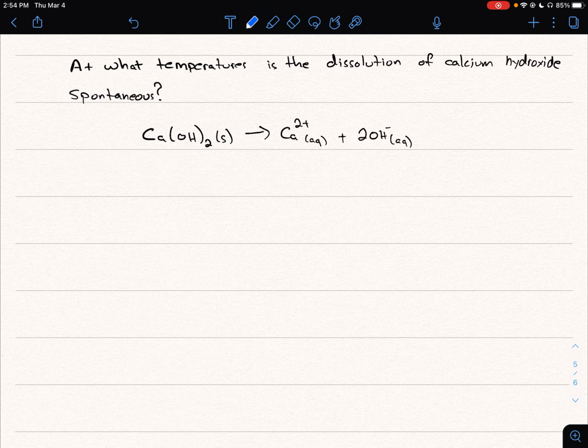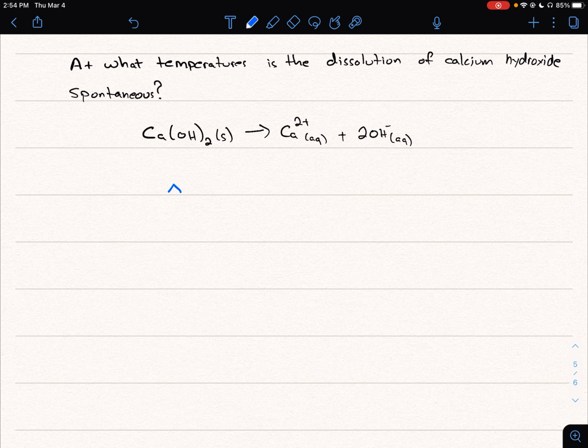So in this problem, we're asked to determine at what temperature the dissolution of calcium hydroxide is spontaneous. In order to think about this, we have to remember our criteria for spontaneity, our delta G expression, delta G equals delta H minus T delta S. And then we also have to remember that in order for something to be spontaneous, we need delta G to be less than 0 or negative.